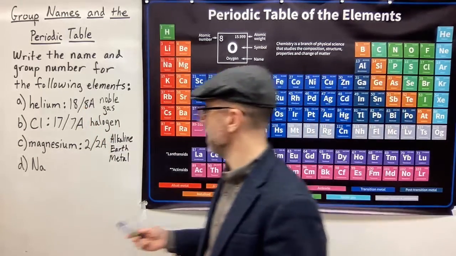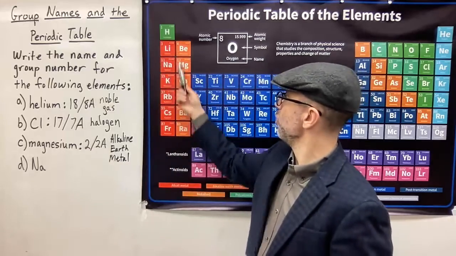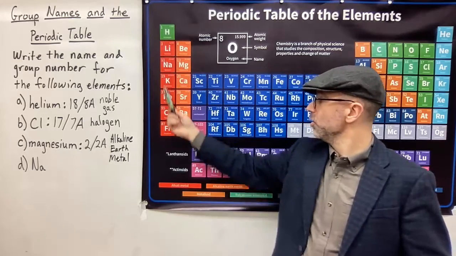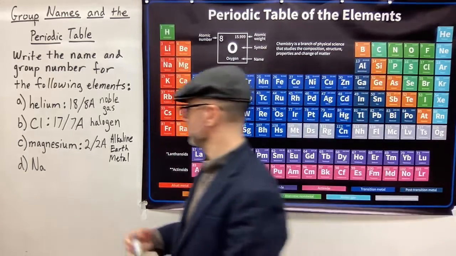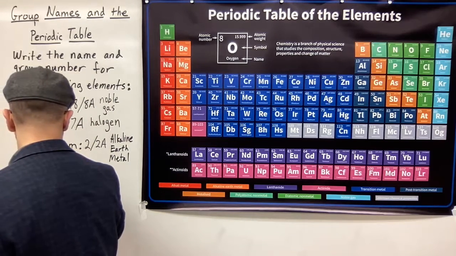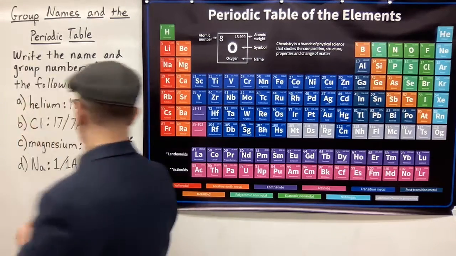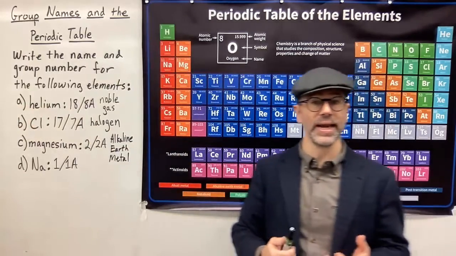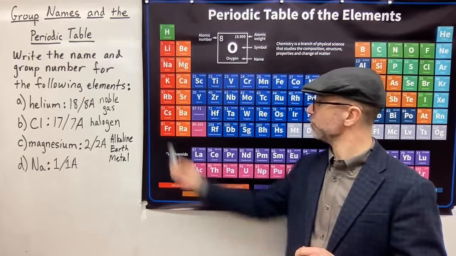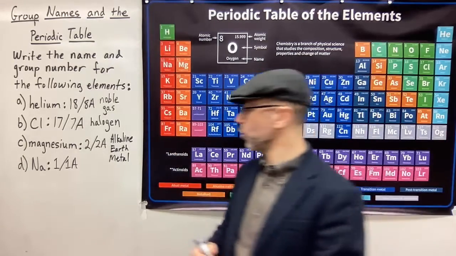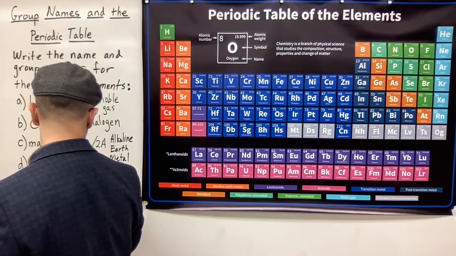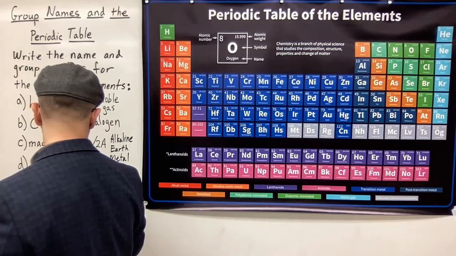Finally, we have sodium, Na. Na is here, sodium. So Na is in group 1 or group 1A. And we said that group 1A is called the alkali metals. So these are the alkali metals. So sodium is an alkali metal. So I'll write that down here.